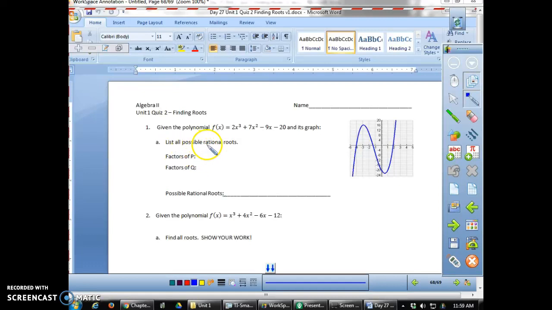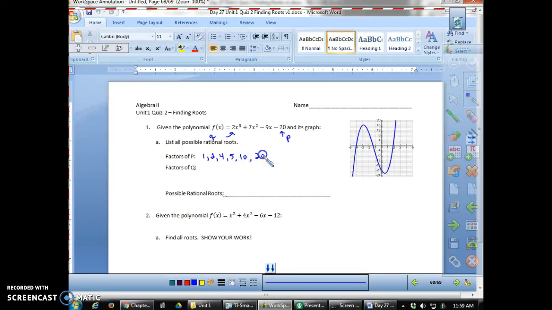So, list all possible rational roots, and then it says factors of p. Well, this would be your p, it's your constant. This would be your q, it's your leading coefficient. So all the factors of p would be 1, 2, 4, 5, 10, and 20. All the factors of q are just 1 and 2. So what I have to do is pair these up one by one.